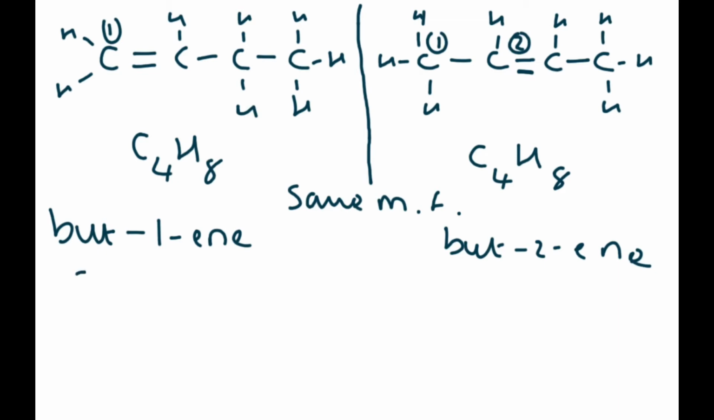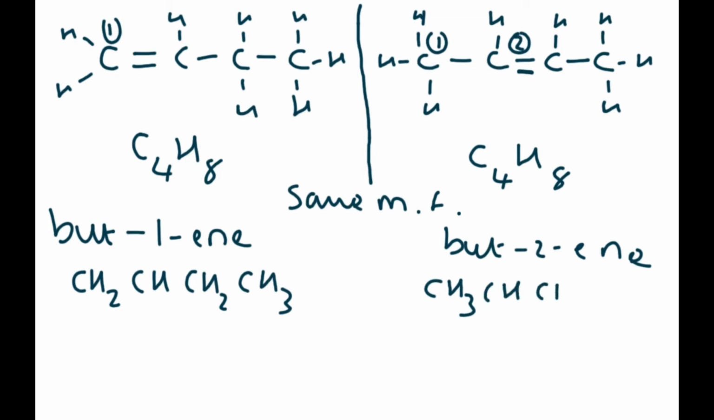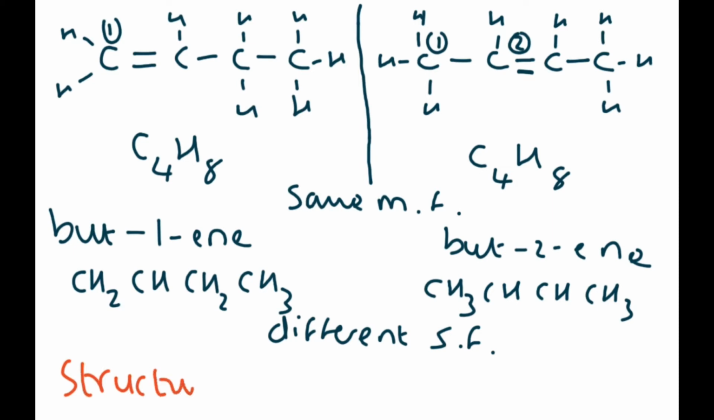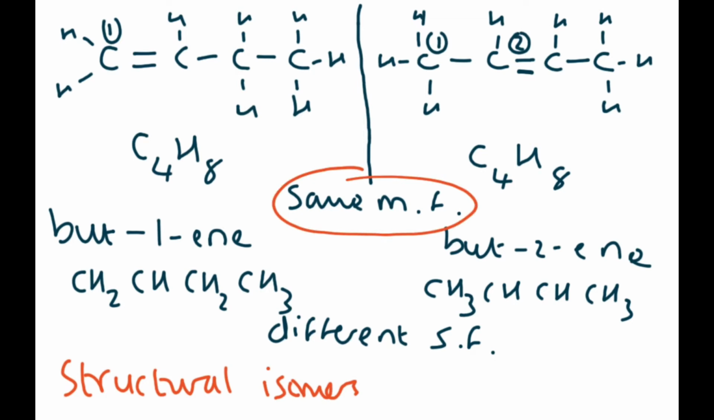If we write the structural formula, the one on the left is CH2=CH-CH2-CH3 for but-1-ene, and the structural formula of but-2-ene is CH3-CH=CH-CH3. They have different structural formulas. When you have the same molecular formula and different structural formula, it's called structural isomerism. So these are structural isomers.